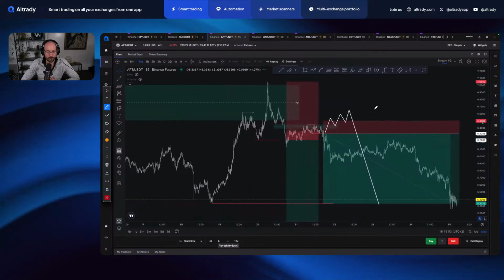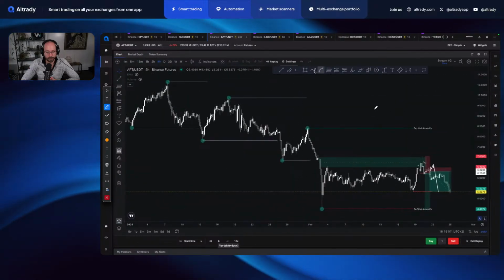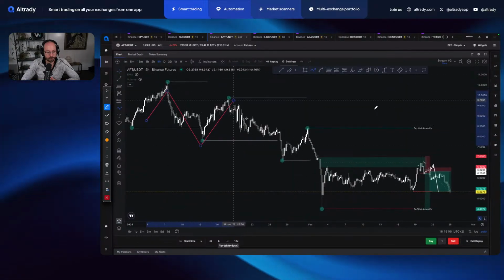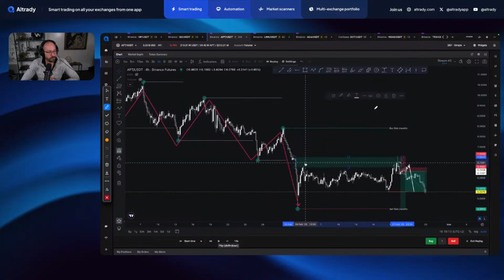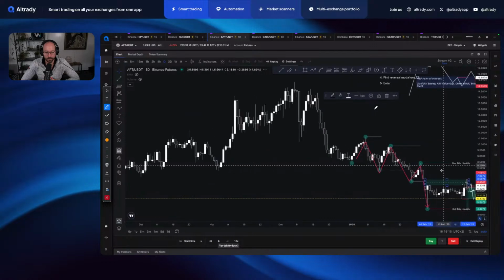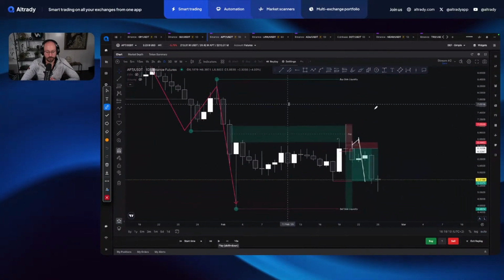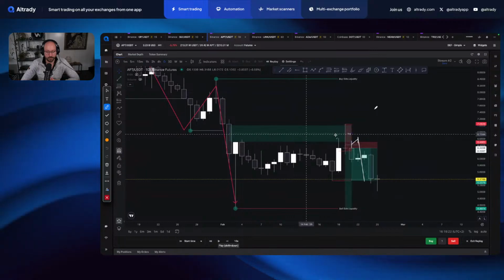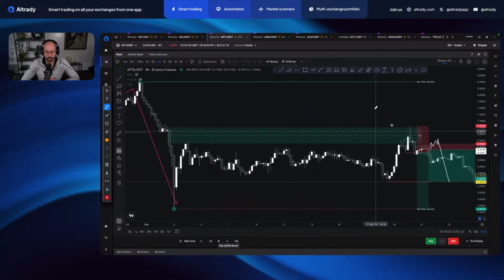Okay. So to summarize this, you can see that we've identified the structure first. We had this bearish structure. Then we've identified this point of interest. It was on daily time frame, so daily fair value gap. And as soon as price got into this area, we switched to 4-hour time frame.